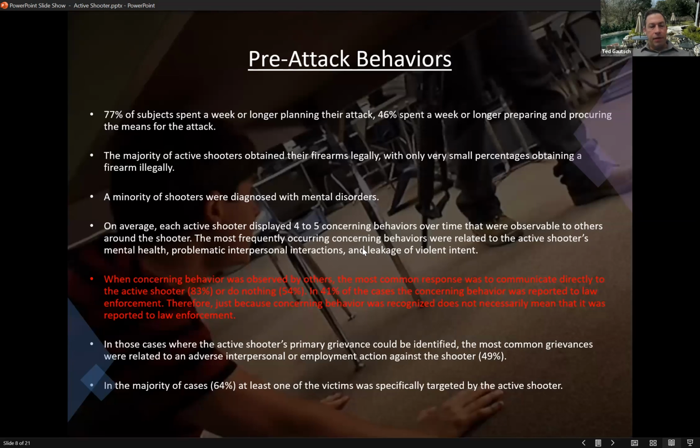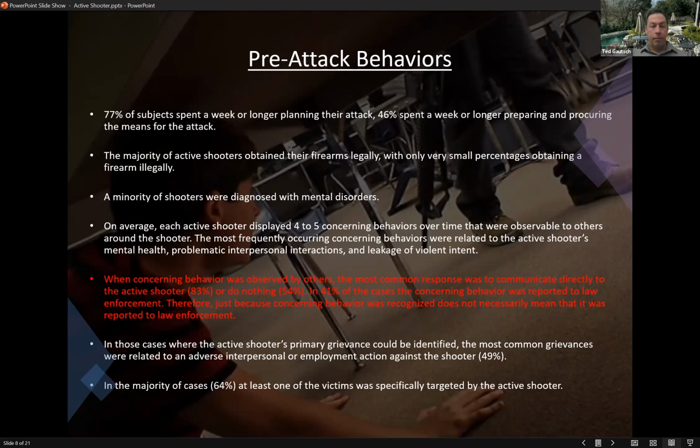So 77% spent about a week or longer planning their attack. In terms of planning, they're looking at their targets. They're going to the location, scoping it out. The majority of them have either worked there or were a student there, so they already knew. The only thing they needed to figure out was how they were going to get this attack done and accomplish their goals. So they do their homework, and it's not just someone waking up one day saying, I'm going to go out and start shooting. They have to do preparation.